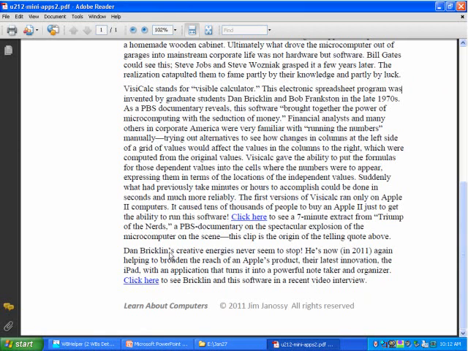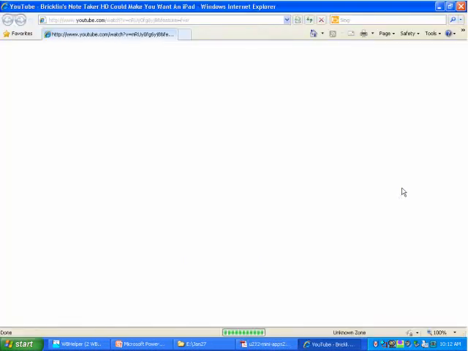Now, Bricklin is still around, although he kind of faded out when he sold the rights to VisiCalc to another company, and then I'm sure he's doing very well, but you don't hear his name all that much. However, he's still involved exercising his mental capacities in promoting Apple products, because here is an interview that you can see, Dan Bricklin in 2010.